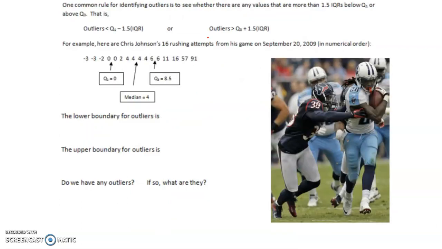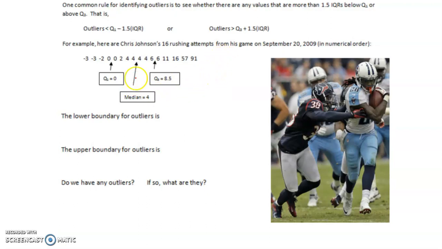One common rule for identifying outliers is to see whether there are any values that are more than 1.5 IQRs below Q1 or above Q3. You will need to memorize these formulas. So the lower boundary is Q1 minus 1.5 IQR. The upper boundary is Q3 plus 1.5 IQR.